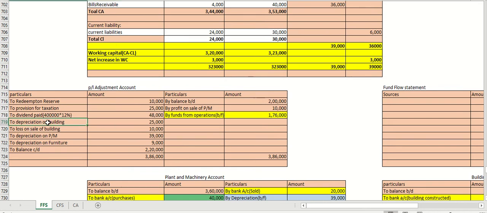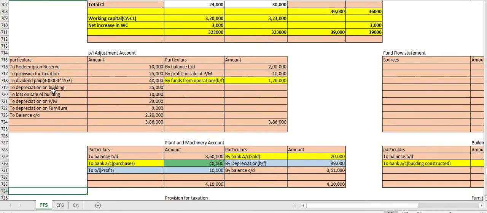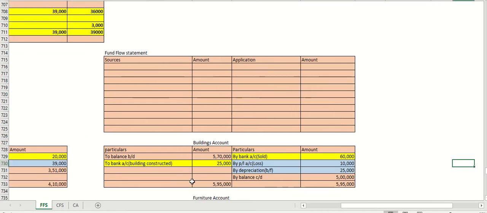Next we'll move on to all the depreciations. Depreciation on building is 25,000, depreciation on plant and machinery is 39,000, and depreciation on furniture is 9,000, which is your balancing figure. To loss on the sale of building: any losses that you incur on the selling of an asset will be debited. So we have a loss on the sale of building, which is 10,000, and that will be debited.